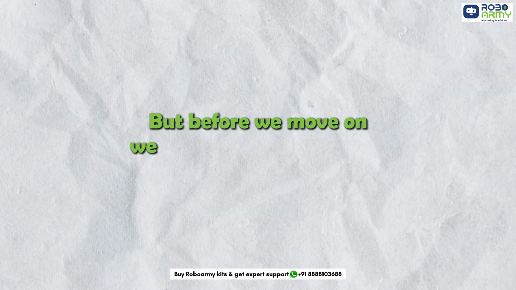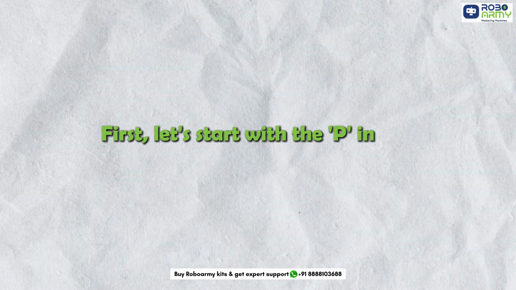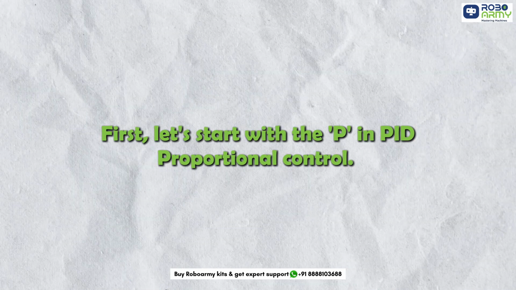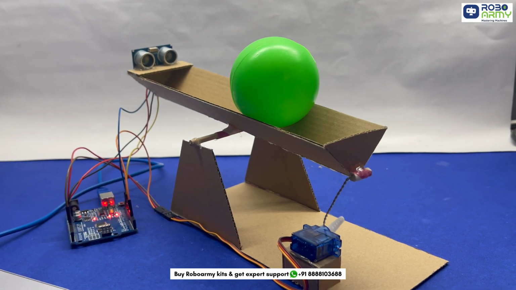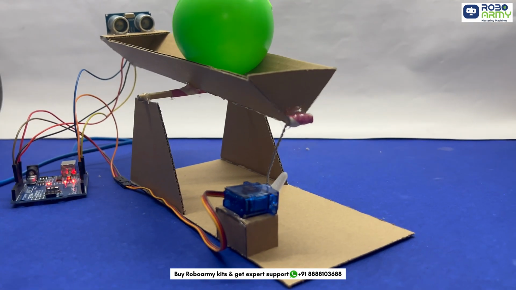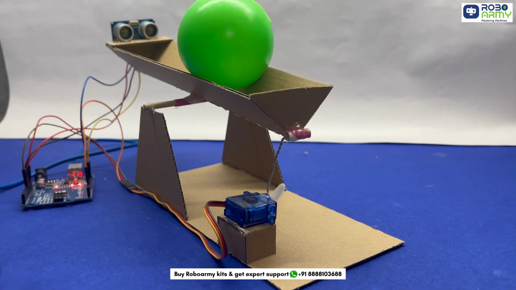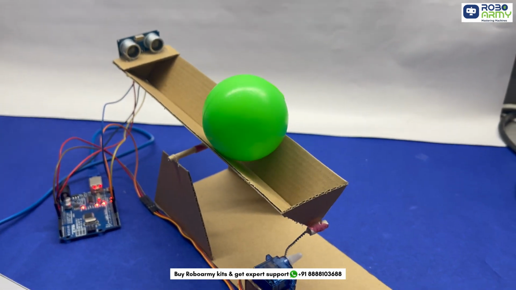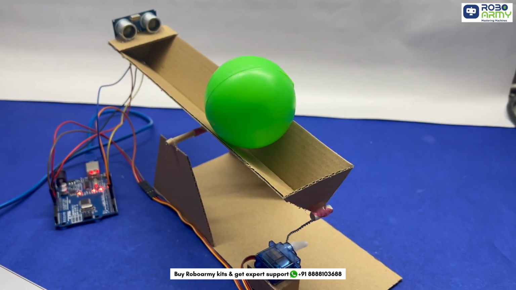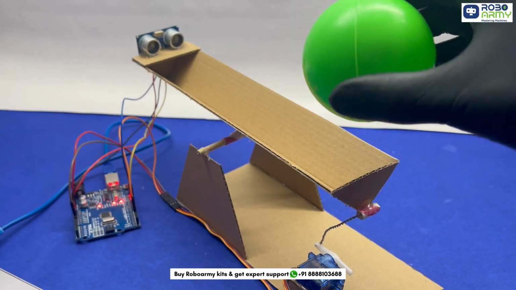But before we move on, we need to understand how each part of PID works. First, let's start with the P in PID, which is proportional control. It adjusts the position of the servo based on the current error, the difference between the desired position and the actual position of the ball. This means the bigger the error, the stronger the correction. But if we use only P control, the system might overshoot or keep oscillating without ever settling perfectly.